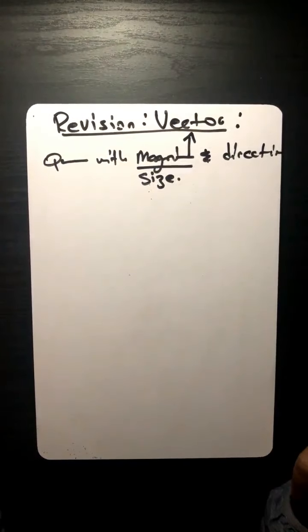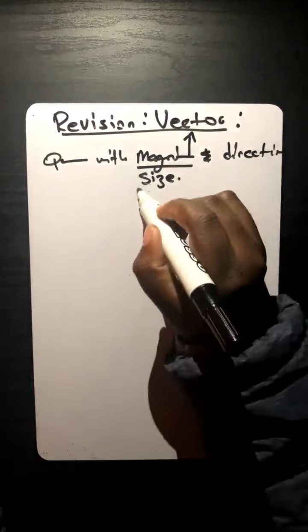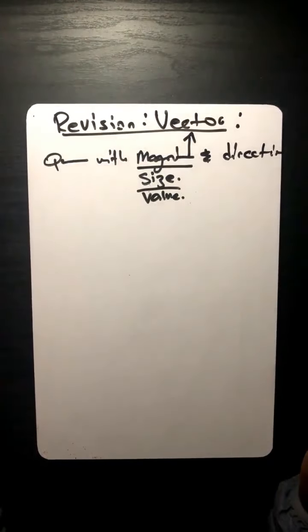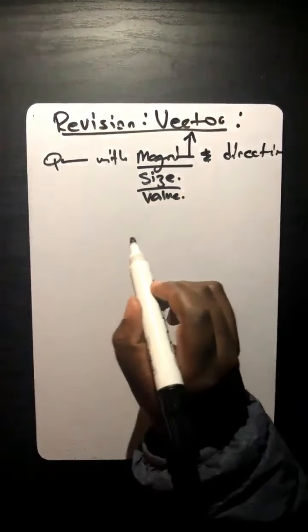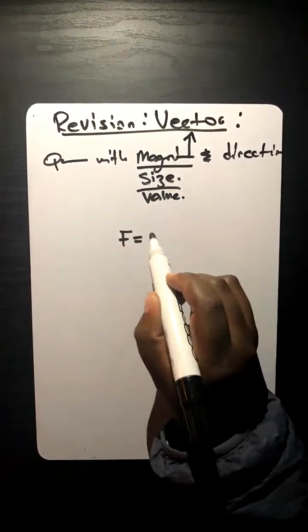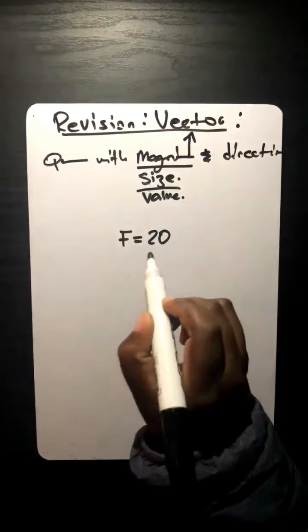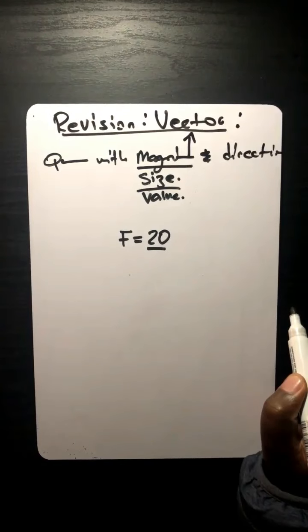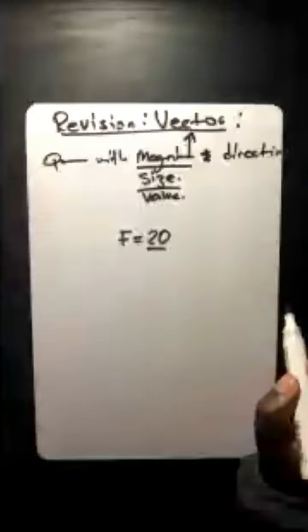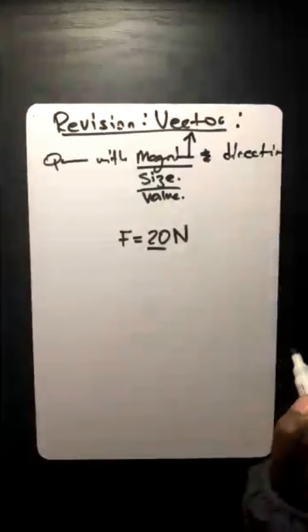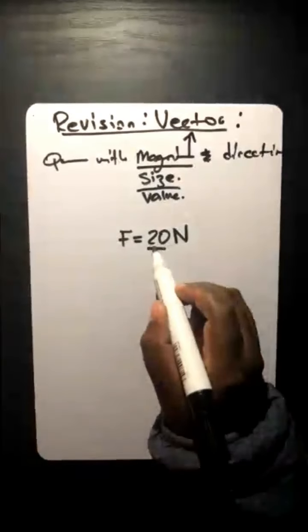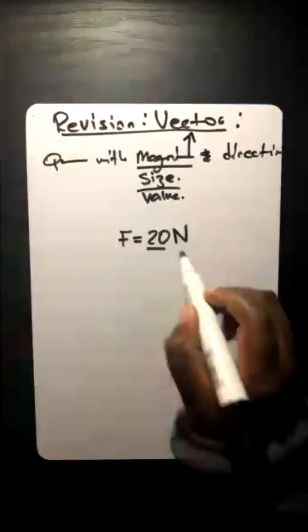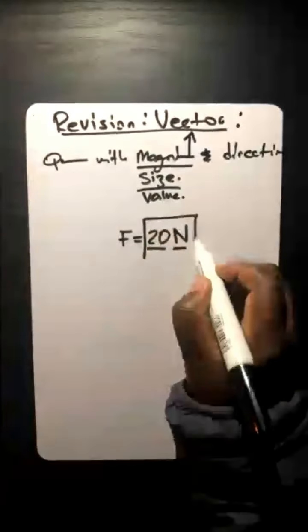So when we talk about a vector quantity, it is a quantity that has magnitude, or size, or a value, and a direction. For example, I know very well that you know that a force is a vector quantity. So a force can be, let's say, 20. Guys, for this to be a force, we have to write the unit for that particular force. What is the unit for force? Newtons. 100%. So at all times, ladies and gentlemen, make sure that when you write a force, you also write the unit.